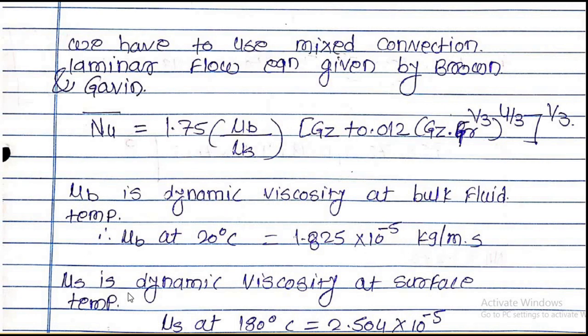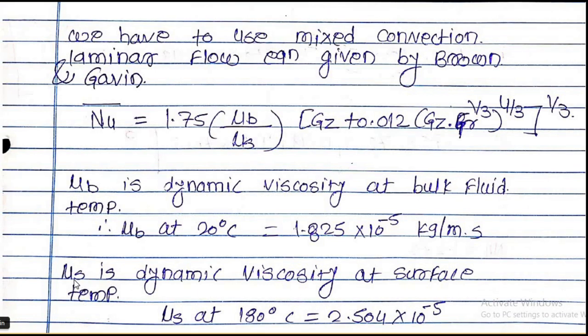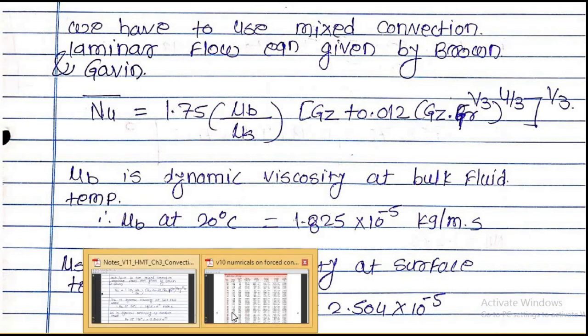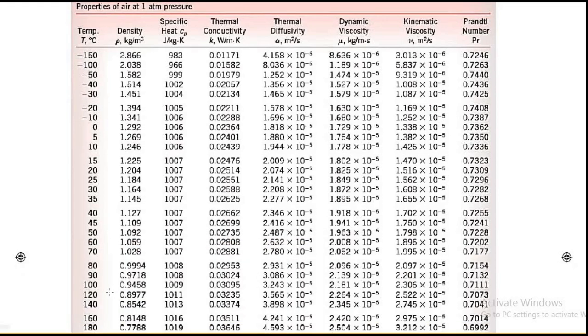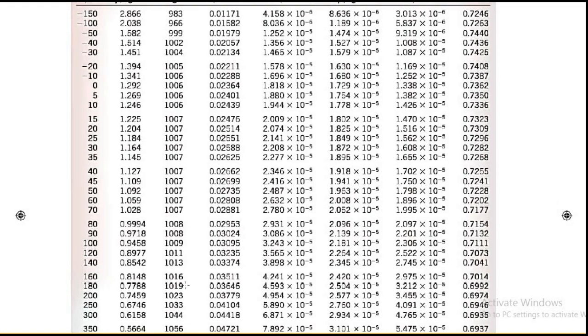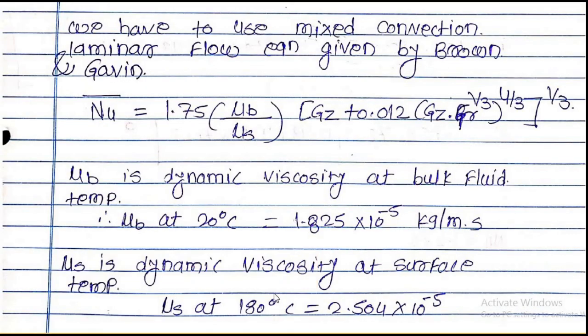Next is mu suffix s, that is nothing but the dynamic viscosity at the surface temperature. The surface temperature is 180 degrees Celsius, so we have to check the dynamic viscosity at the surface temperature. At 180 degrees Celsius the value is 2.504 into 10 raised to minus 5, so mu suffix s at 180 degrees Celsius is equal to 2.504 into 10 raised to minus 5.